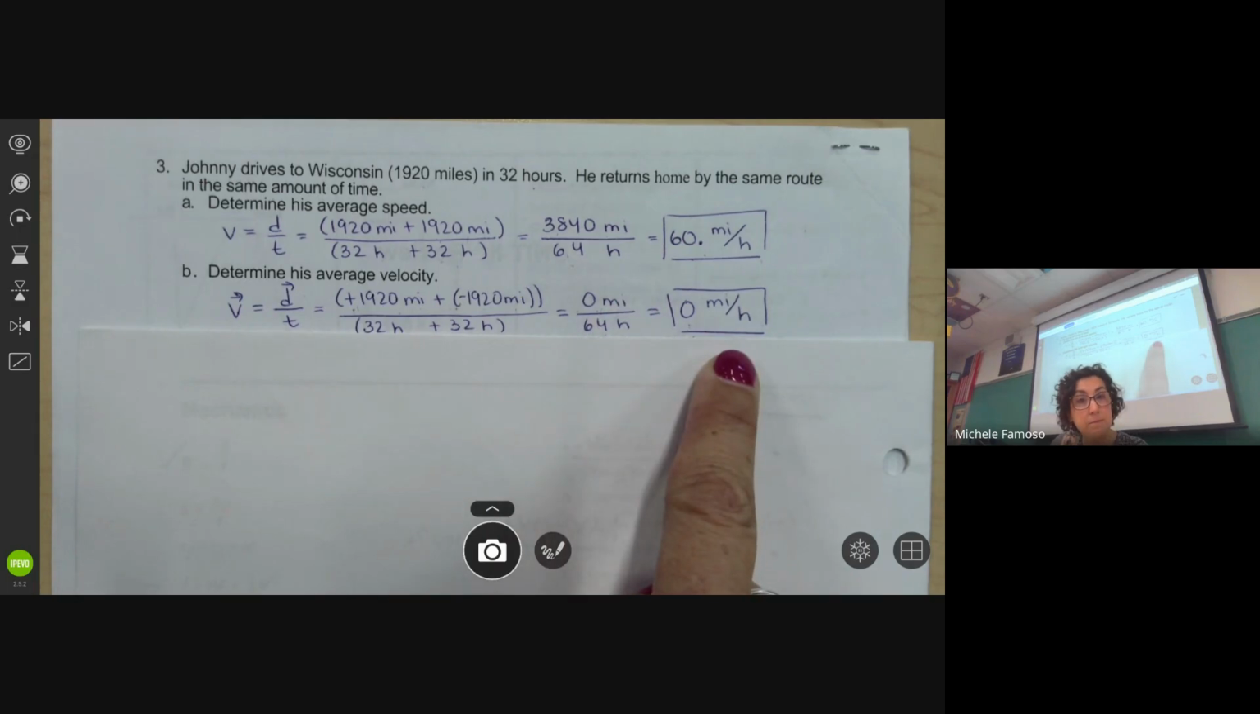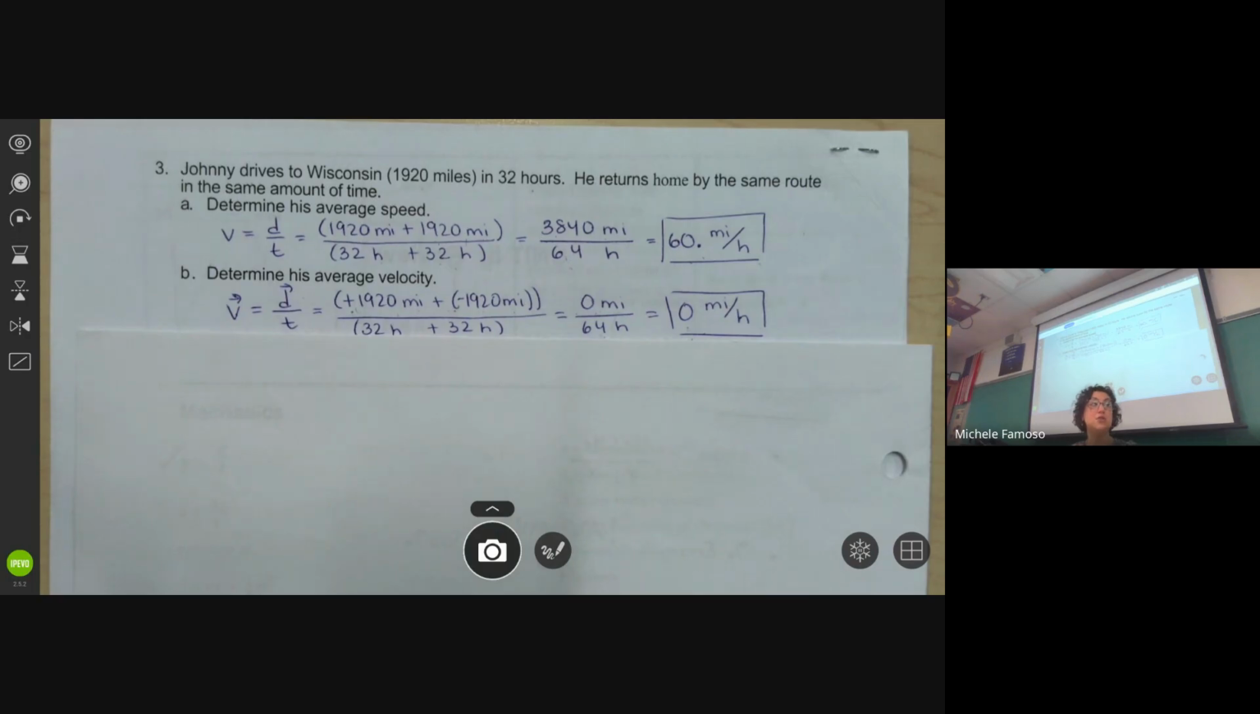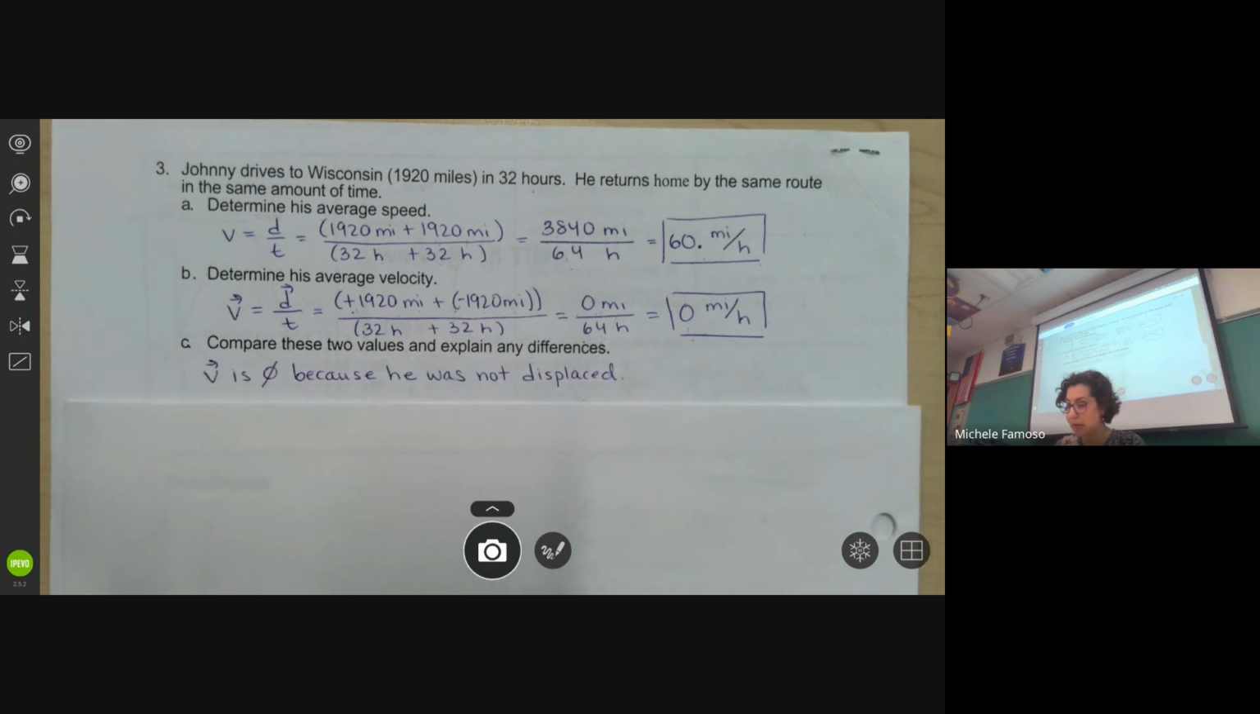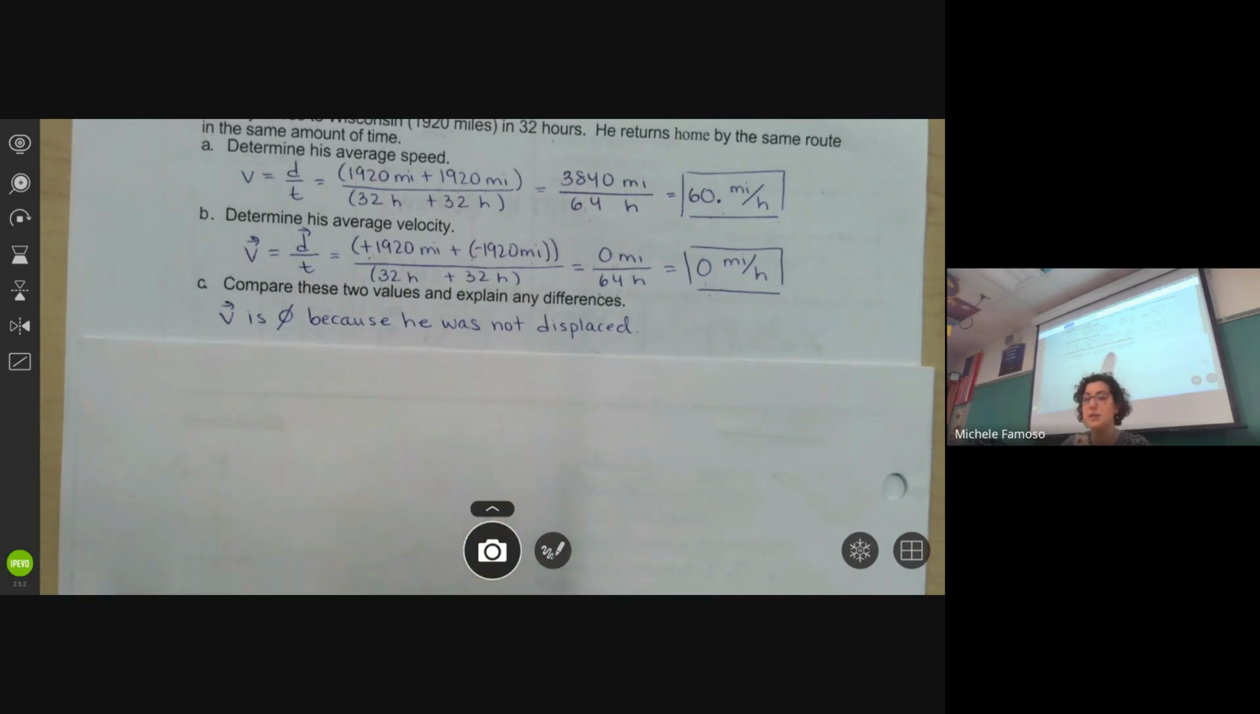Chaudhry? Yeah. Okay, because if I want speed, I need total distance traveled. Out and back. 1,920 miles out, 1,920 miles back. 32 hours out, 32 hours back. You're welcome. Okay. C, compare the two values. Explain any differences. Well, the velocity is 0 because he wasn't displaced. He started and ended in the same location.